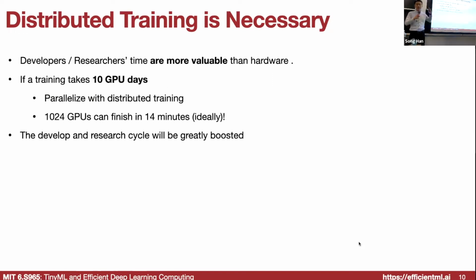So actually, we want to show you a real-world example in our lab for distributed training, how we can accelerate it by using more computation. Right? So if training takes 10 GPU days, if we can use 1,000 GPUs, you can possibly finish that in only 14 minutes, ideally. Right? If you divide the time by the number of GPUs.